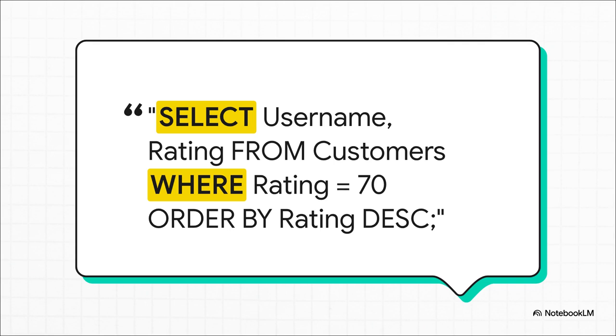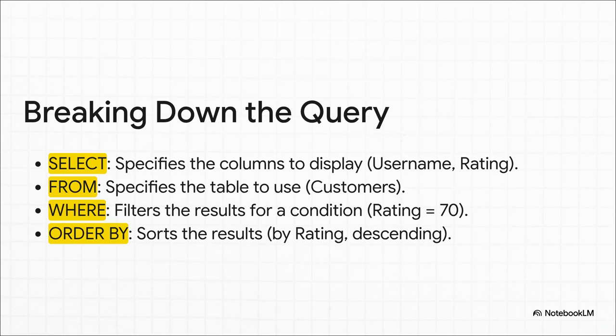Now, all these abstract concepts don't mean much until we see them in action. So let's look at a real piece of code, a SQL query. At first, it might just look like a bunch of commands, but each word here is a specific, direct instruction to the database. And here's the translation. Select tells the database what you want to see, in this case, the username and rating. From tells it where to look, in the customer's table. Where is the filter. Don't give me everyone, only the customers with a rating of exactly 70. And finally, order by just sorts the list. When you break it down, it's not scary code anymore. It's just a simple set of instructions.